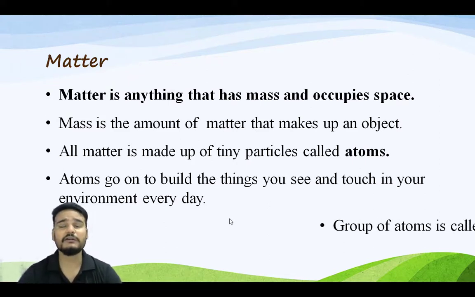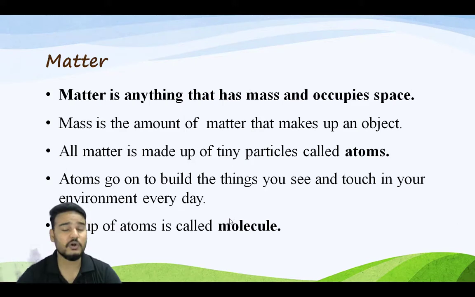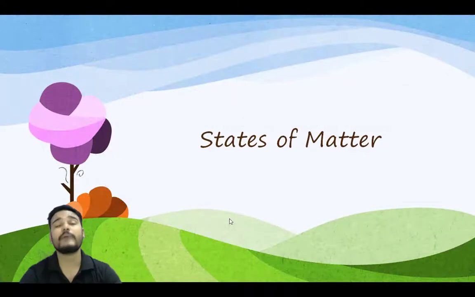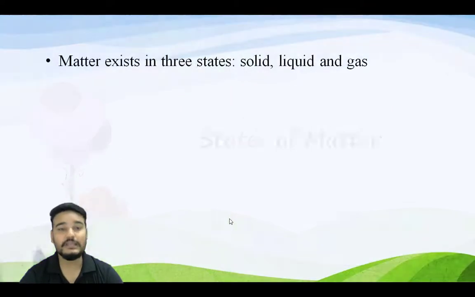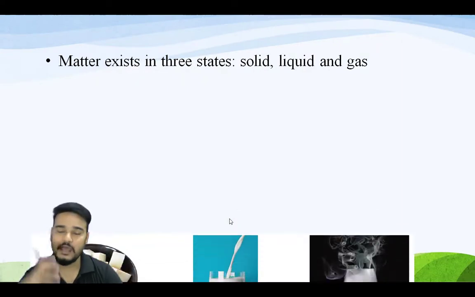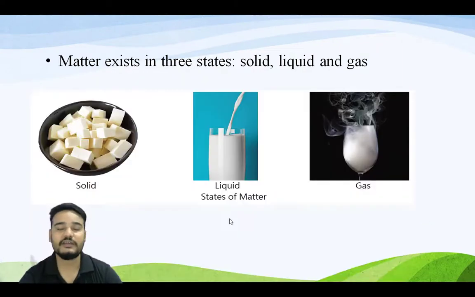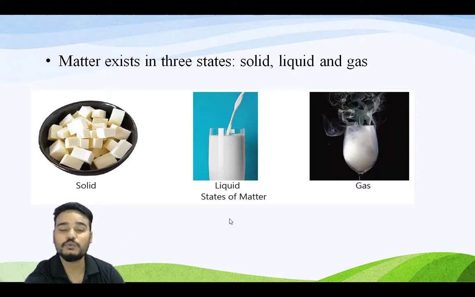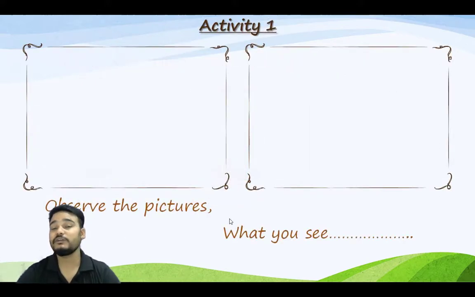And a tiny, small particle of a matter is called an atom, and a group of atoms is called a molecule, that we had learnt in our previous part. And we had an introduction about matter and its states, that are solid, liquid and gases. So now we will go through all of them in detail. Okay, so first we will go about solids.